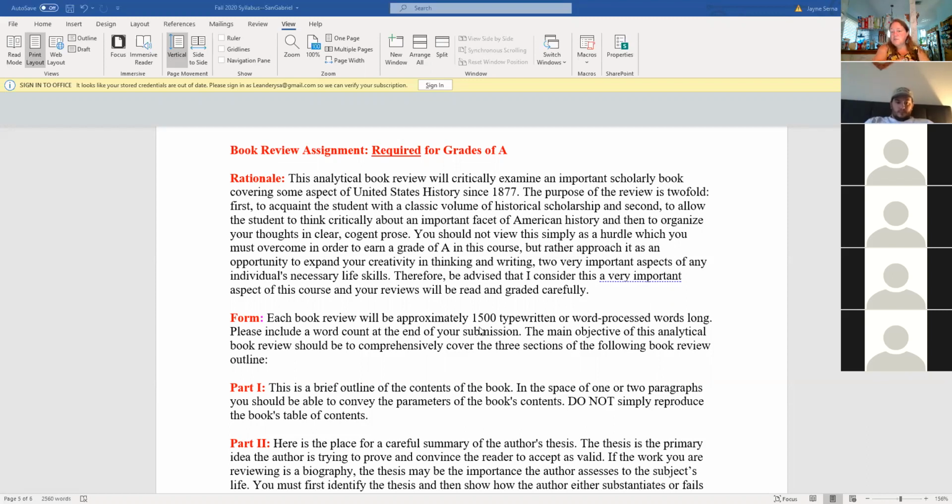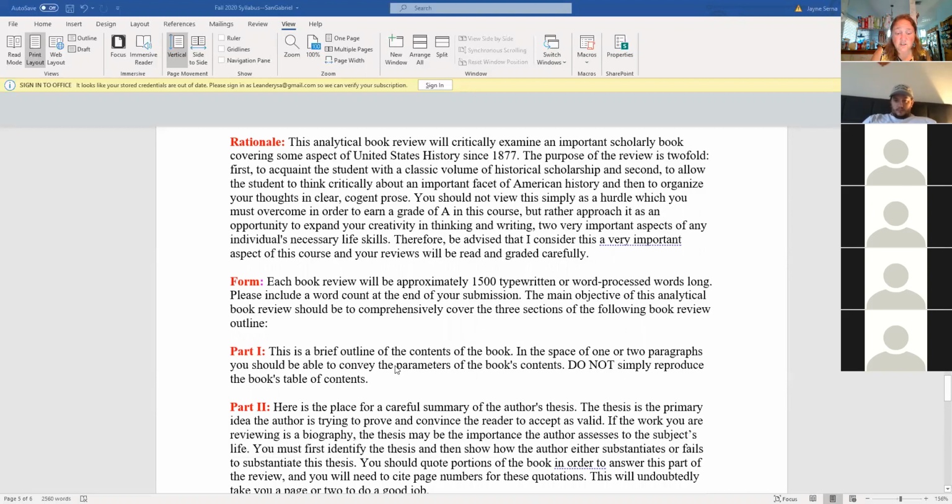Now, it doesn't have to be super scholarly US history. You'll notice in the list of books that I have, some of those things are about boxing. You can pick a book that is interesting to you that somehow impacts US history. And the length of the book review is about 1,500 words. That's 4 to 5 pages, more or less, double spaced. And it has 3 sections.